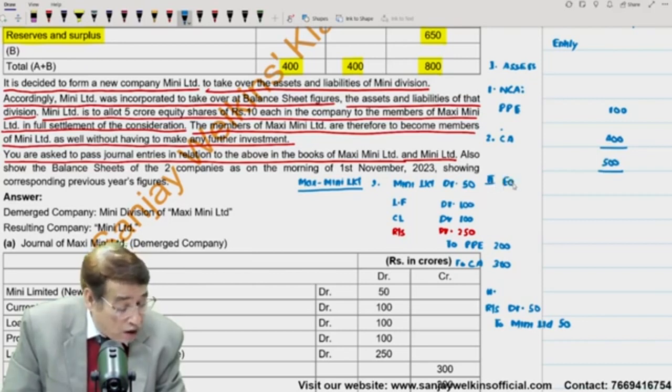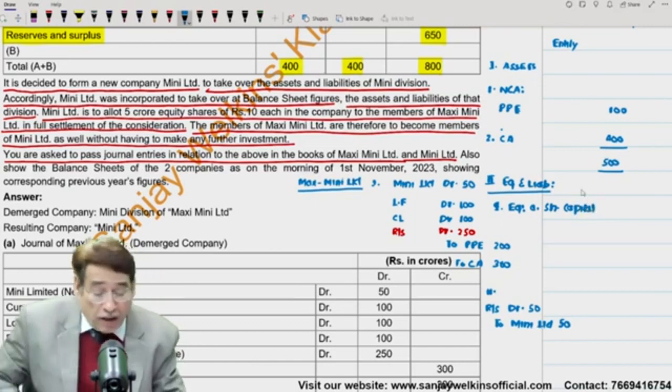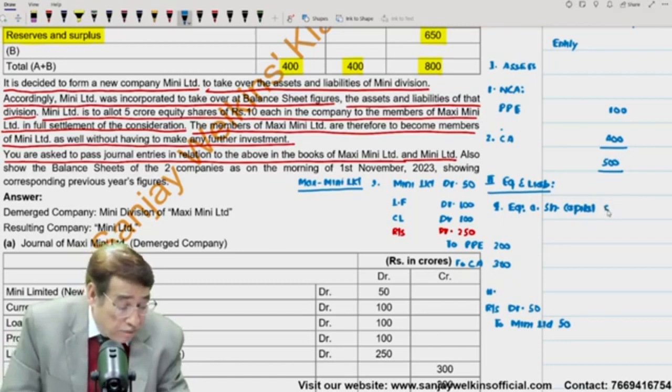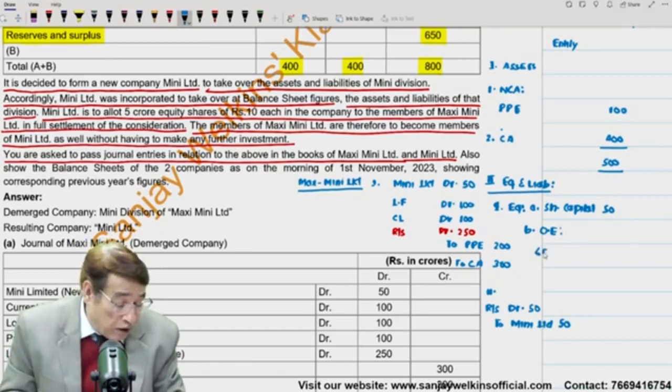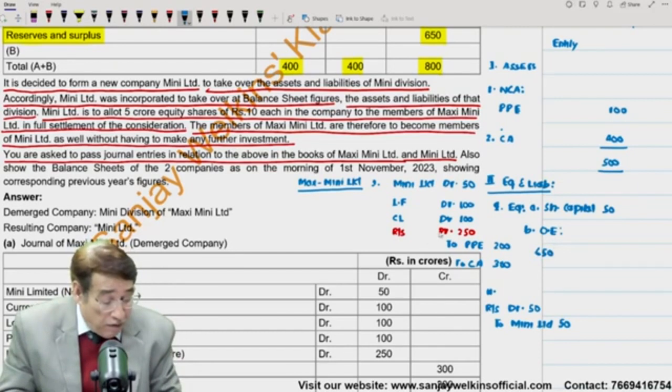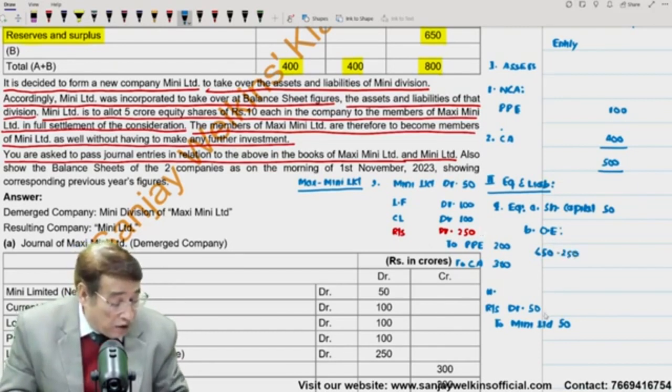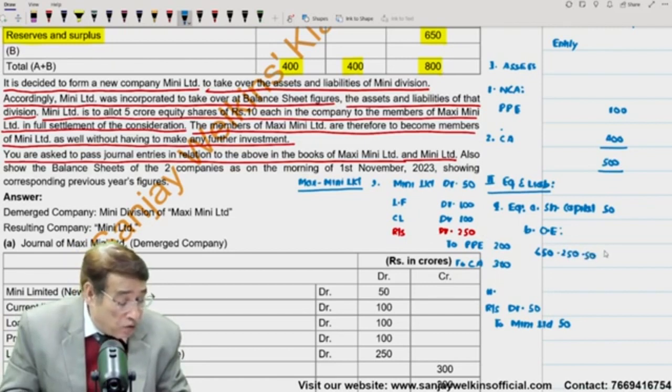Then you are going to write equity and liabilities. Under the equity, you will write share capital. The share capital of the organization in the balance sheet is given as 50, as we saw earlier. Then I am going to write other equity items, or simply reserve and surplus. Other equity is 650 given in the balance sheet. Out of that, there is a loss of 250, so I will subtract 250. Again, there is a loss of 50, so I subtract 50. So I will be left with 350. So 350 will appear in the outer column.